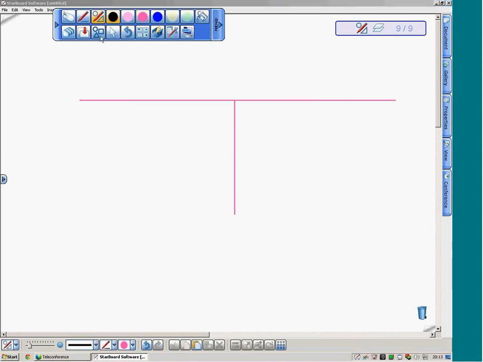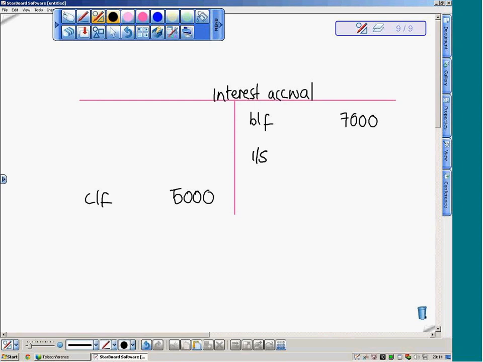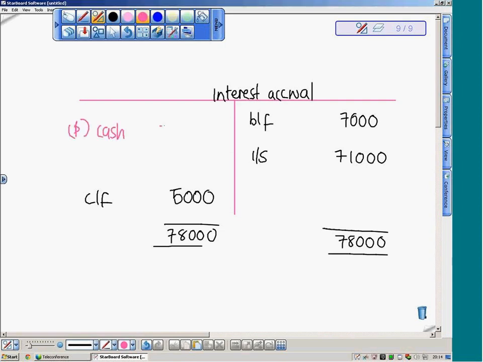So, a T account there for the interest accrual. Now, interest accrual, they told us in the last note the brought forward position was 7,000, carry forward was 5,000. In the income statement, we reflected 1,000. Okay, so ultimately, the cash payment that we've made is the balancing entry of 73,000.